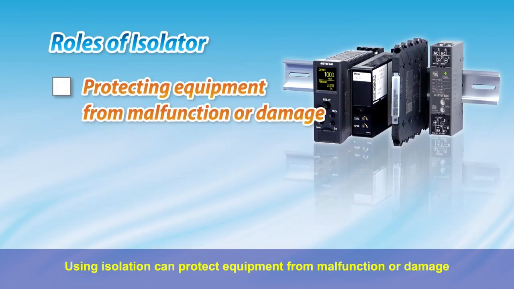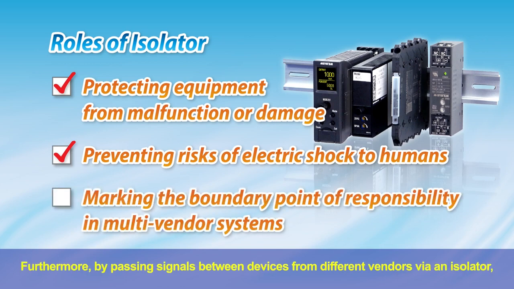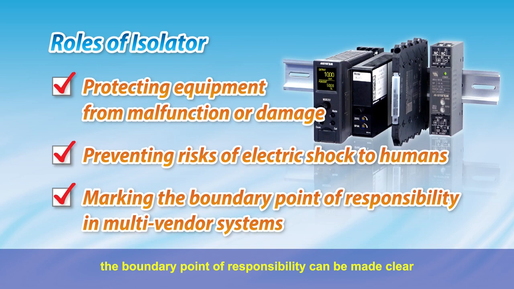Using isolation can protect equipment from malfunction or damage and prevent risks of electric shock to humans. Furthermore, by passing signals between devices from different vendors via an isolator, the boundary point of responsibility can be made clear even when a system failure occurs.